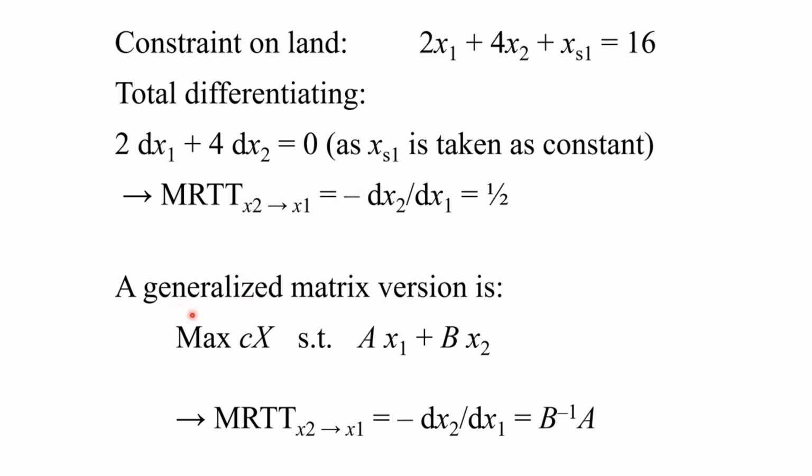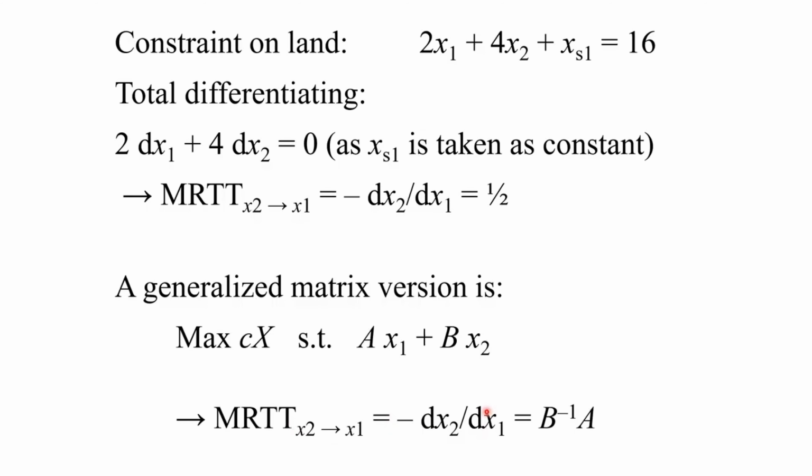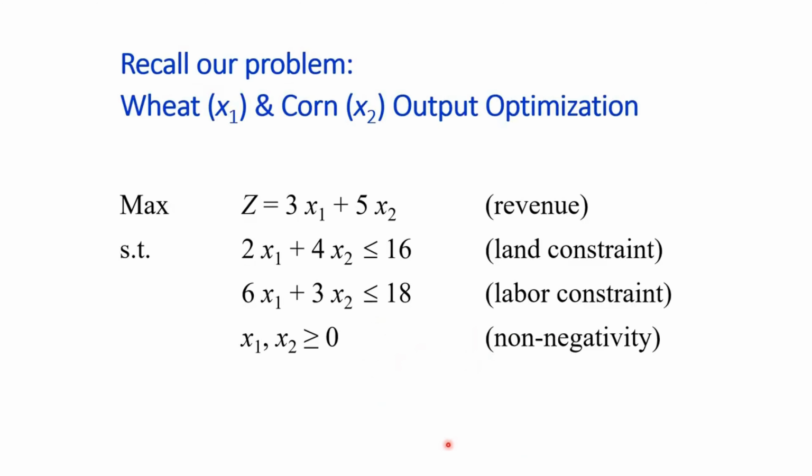So a generalized matrix version of this is we maximize C of x subject to ax1 plus bx2. The marginal rate of technical transformation from x2 to x1 is given by minus dx2 over dx1 when that total derivative that we calculated up here is equal to 0, and we get b inverse times a. And this is if we have matrices or vectors, which we do in this case.